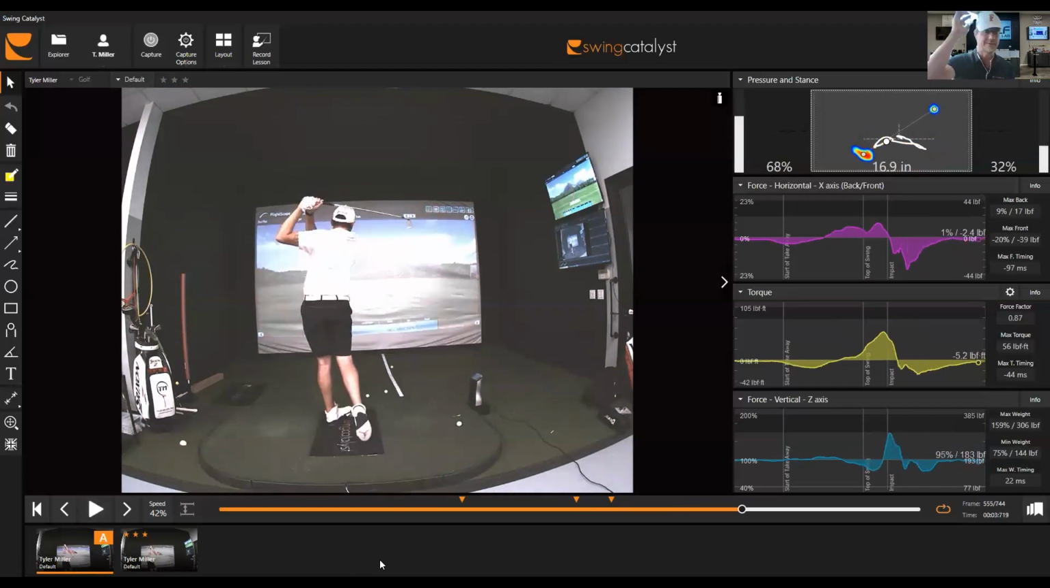So again, if you're having trouble with your trail foot slipping in your downswing, you just want to keep a little more pressure backwards as you make your transition, or a little more pressure on your right foot. That can give you enough friction to keep your trail foot from slipping and allow you to hit some efficient golf shots.